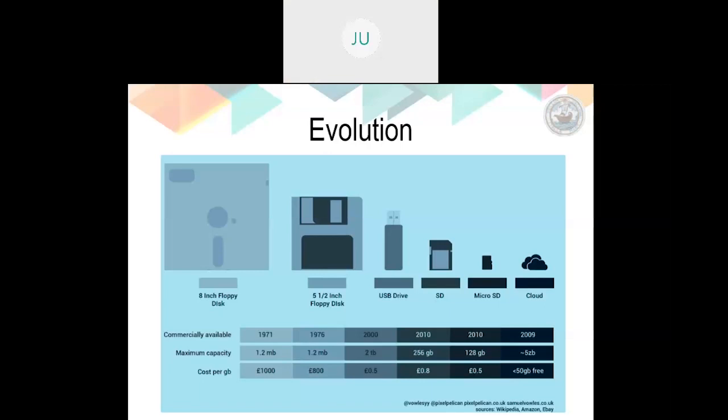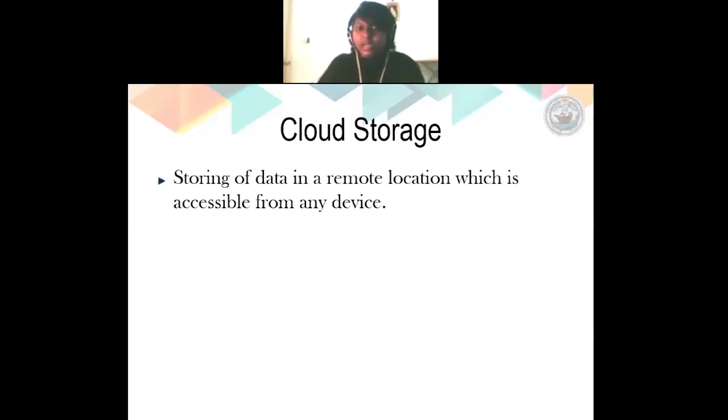So with cloud, at least the initial amount of storage, we get it for free. So there are many advantages and also disadvantages, which I'll be talking to you about. So let me move. So what is cloud? Cloud is storing data in some remote location, which you can access from any of your device. So it can be your desktop, it can be your laptop, it can be your phone. Using any device you can access, but it is stored in a remote location.